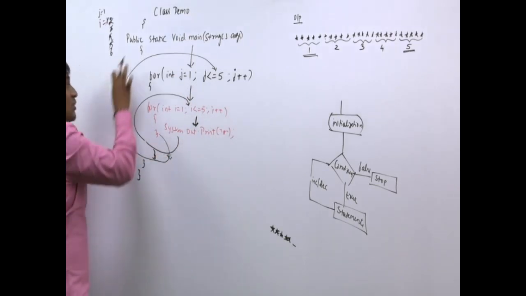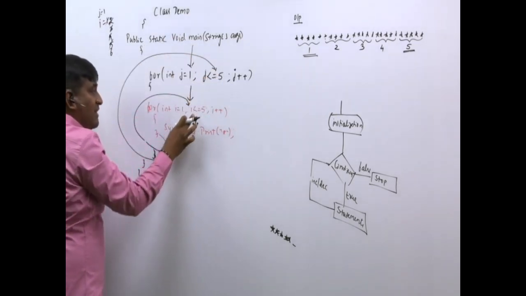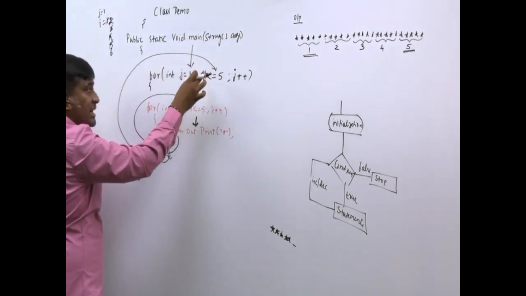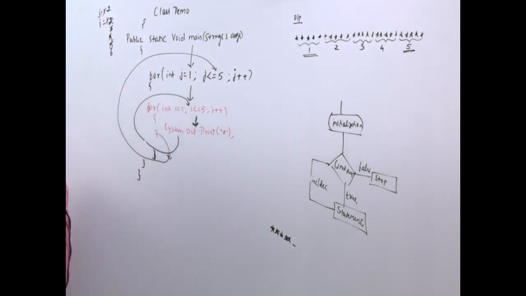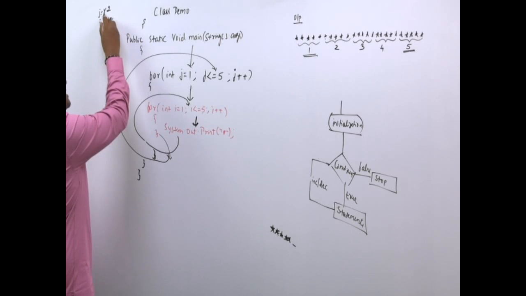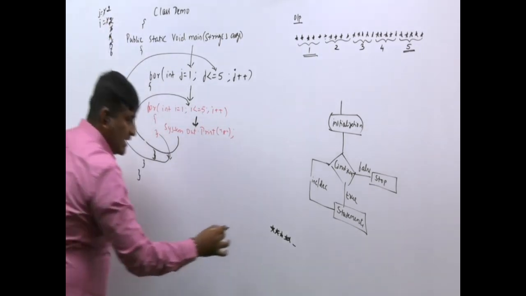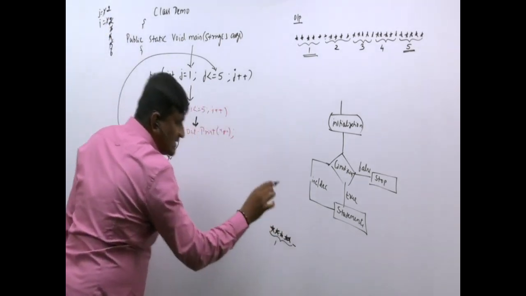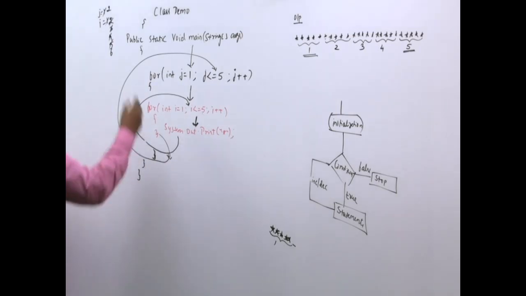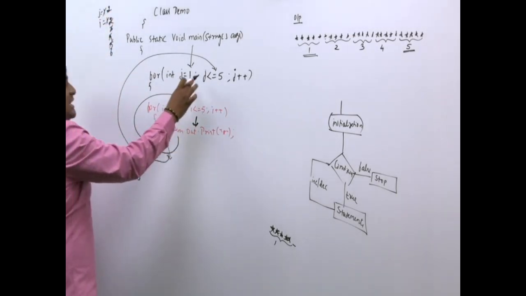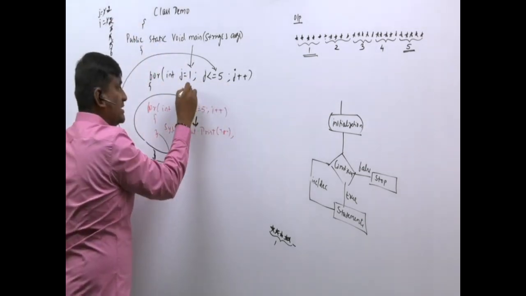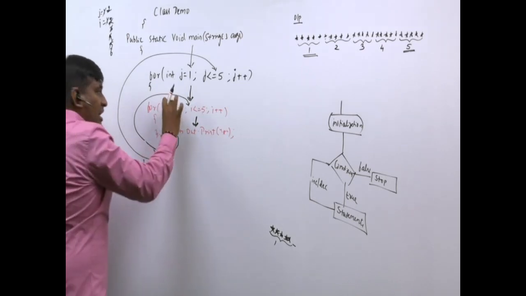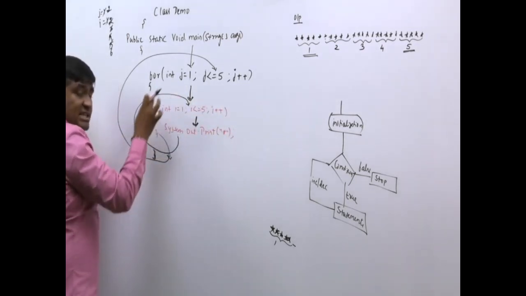Tell me, when the control is going back to this condition, I value gets incremented or J value gets incremented? J value gets incremented. Hence J becomes how much now? 2. Meaning first 5 stars are printed. See here, first 5 stars are printed. Now I am printing what? Second 5 stars. Now I will check the condition. J value is how much? 2. Is 2 less than or equal to 5? Yes, come inside.